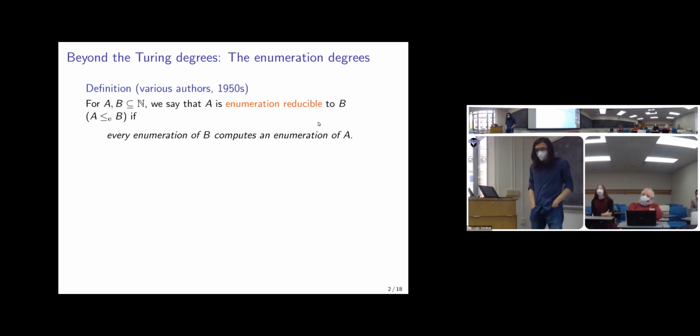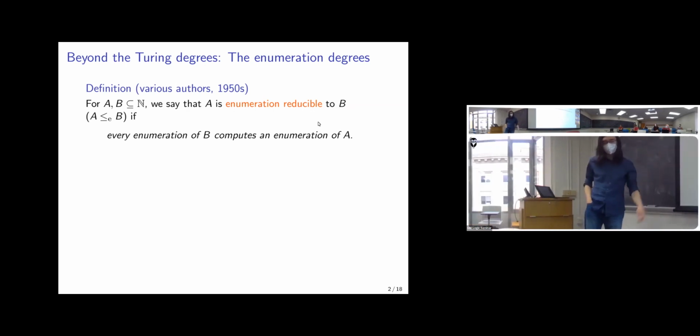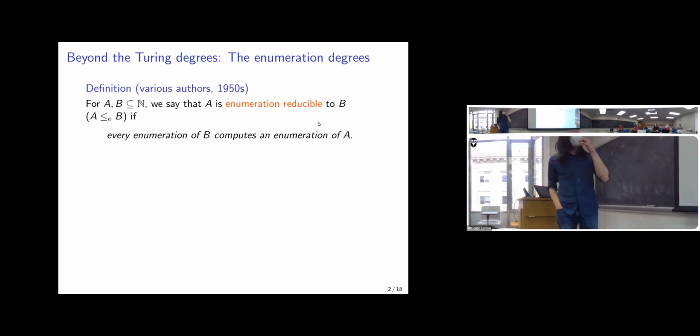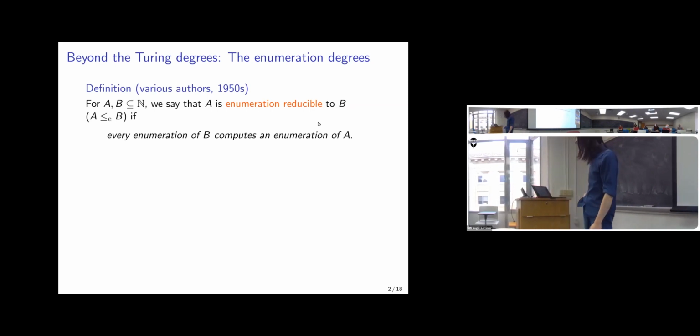All right, so first I want to tell you, what are the enumeration degrees? These are the degree structure formed by taking enumeration reducibility. If you have two sets A and B, sets of numbers, then we say that A is enumeration reducible to B, written A less than or equal to_e B, if every enumeration of B computes an enumeration of A. This is equivalent to the standard definition. Various authors first considered such notions in the 50s.